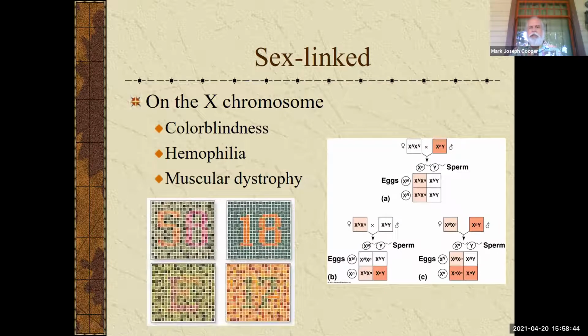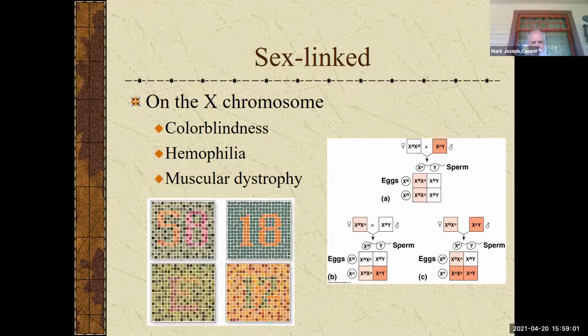All right, and to give you an idea of some of the X chromosome types, color blindness is an example of a sex-linked chromosome. And so you can see on the bottom there, I gave you a little puzzle, and depending on your screen, I don't know if you can actually see the numbers. And there are different types of color blindness, by the way. Red-green is the most common.